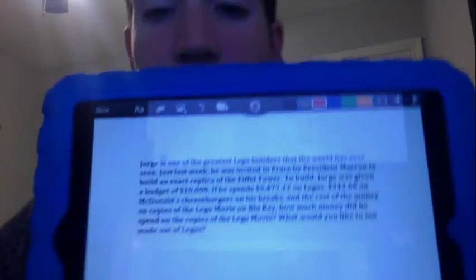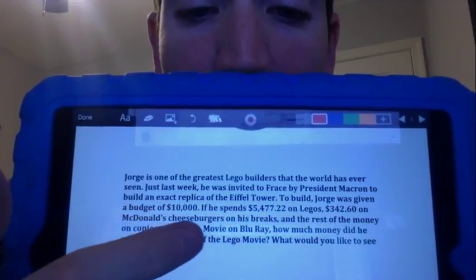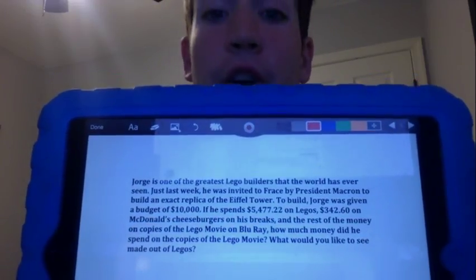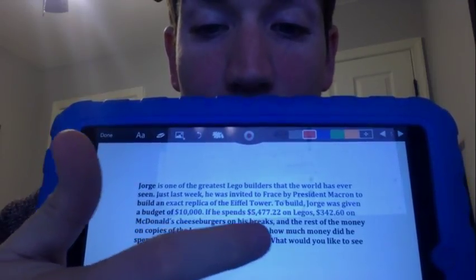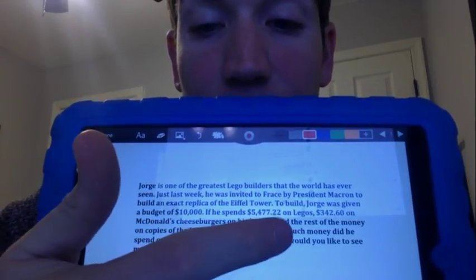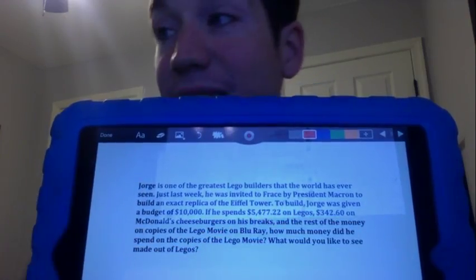So one thing I notice here is that we have a total of $10,000. So I know that he couldn't have spent more than that. Now, I know that he spent this much on Legos, $5,477.22, and he spent $342.60 on McDonald's. Whatever is left must be what he spent on the copies of the movie on Blu-ray. So when I see that word left, I'm thinking subtraction.